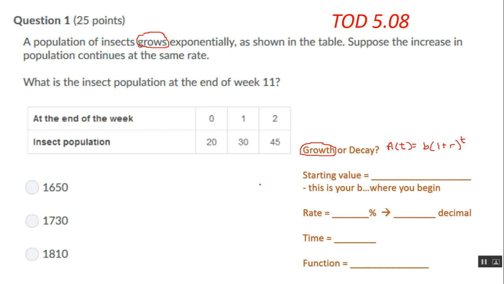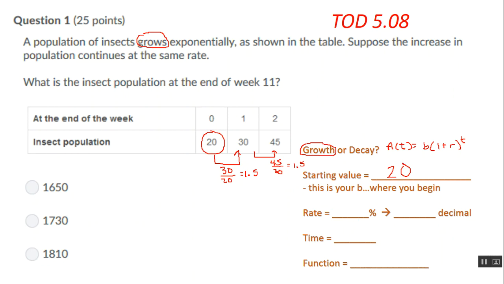So I am starting with 20 insects. That is my beginning amount. My rate. So how much am I going up by? And this is a little bit trickier. Okay, so my rate here is I'm going to divide this. So 30 divided by 20, and I get 1.5. And I'm going to do that again, and I should get the same number. So 45 divided by 30, I also get 1.5.